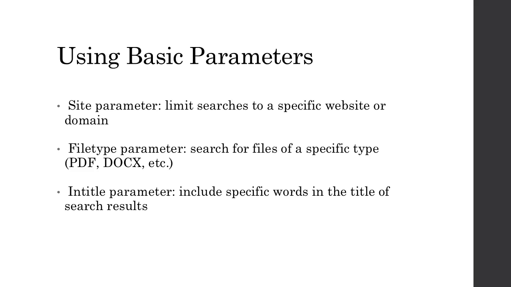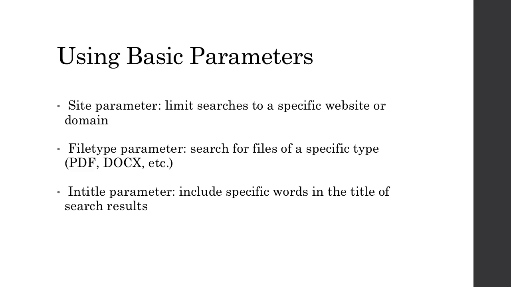Using basic parameters. Site parameter: limit searches to a specific website or domain. File type parameter: search for files of a specific type, PDF, docs, etc. In title parameter: include specific words in the title of search results. Here's a simple explanation with a real-world example.